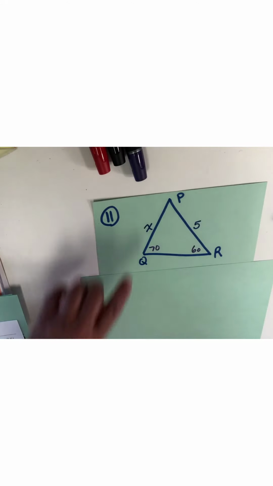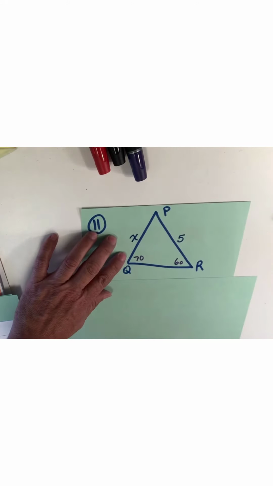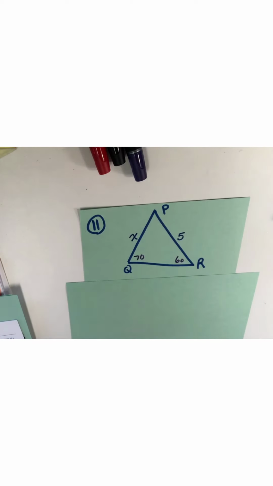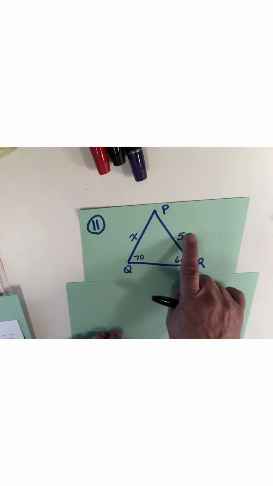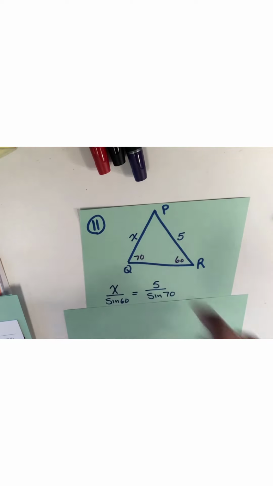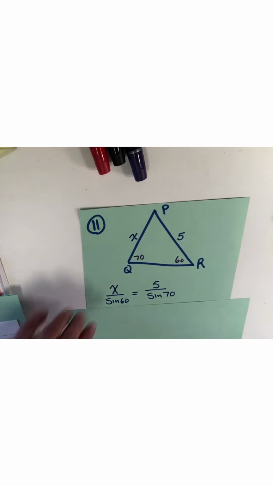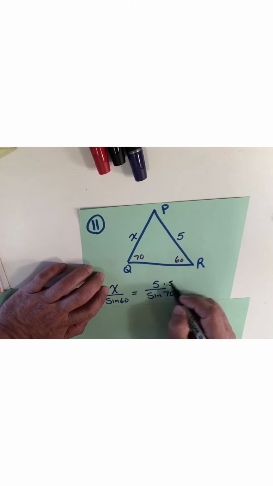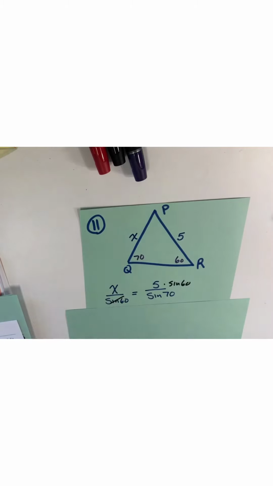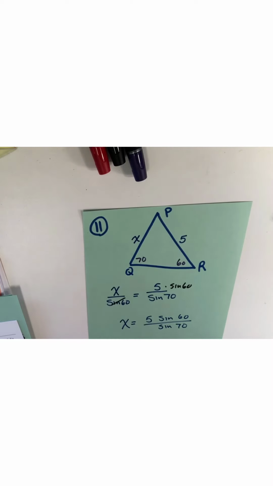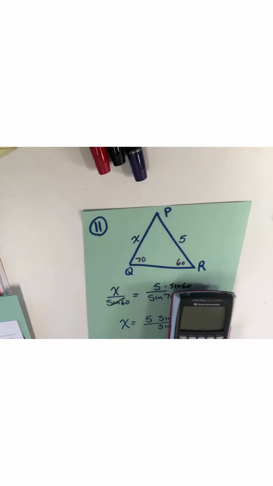And here is number 11. They want you to find PQ. So I have set PQ equal to x, and all I've got to do is say x is to the sine of 60 as 5 is to the sine of 70. And there we are. When you cross multiply again, I'm solving for x, so all I'm going to do is put the sine of 60 over here, and x is by itself. You don't really need to. So when you do that, of course, you're going to get this, and then you're going to go to your handy-dandy calculator, to which you're going to plug in 5 sine 60 divided by sine of 70. Of course, in degree mode, and then you're going to get your answer, right? That's it.